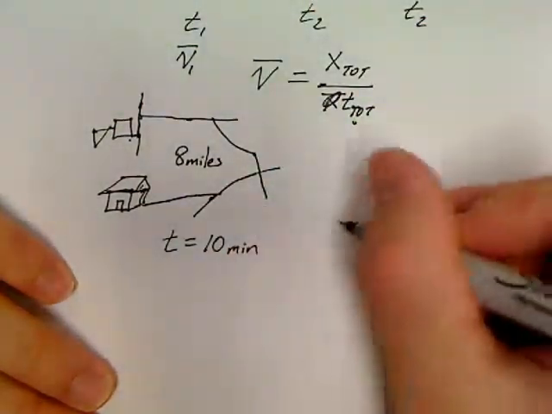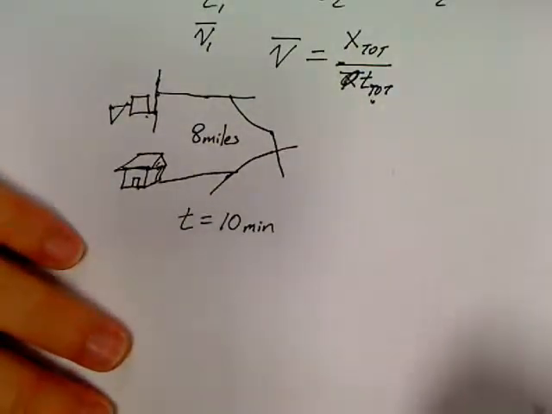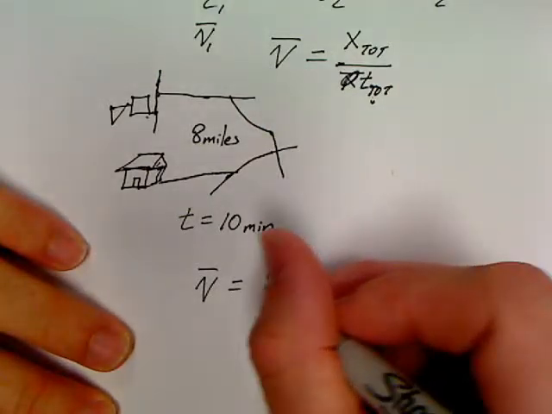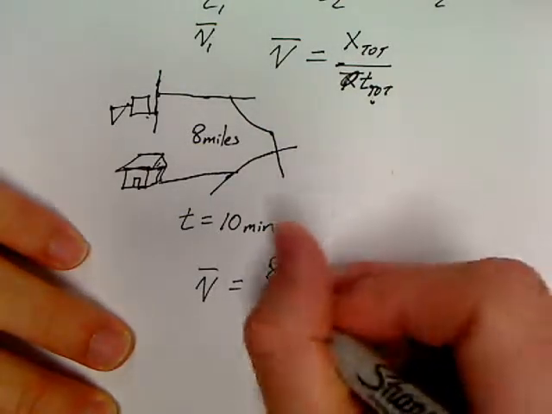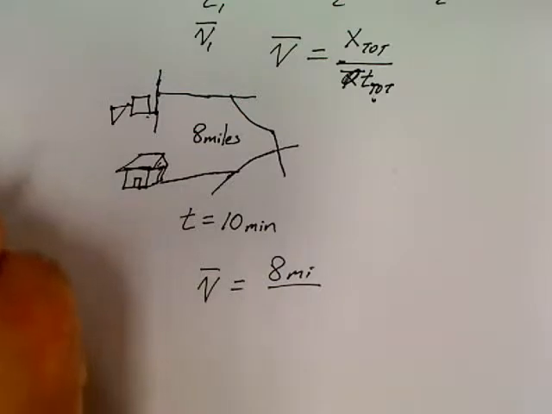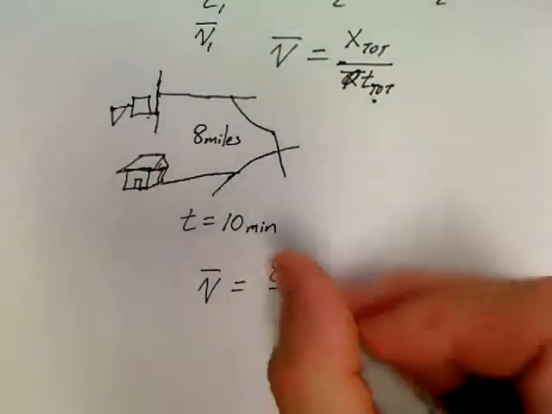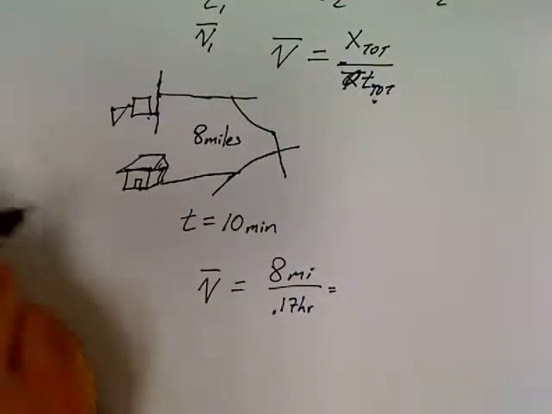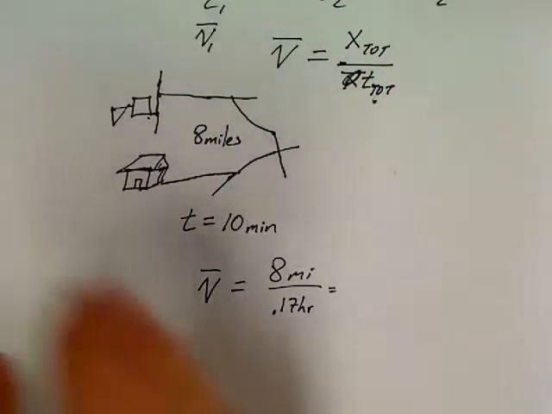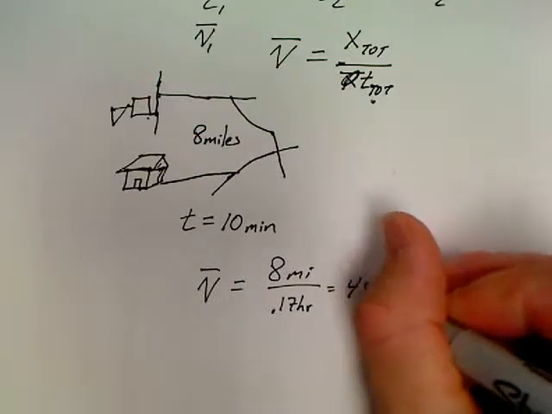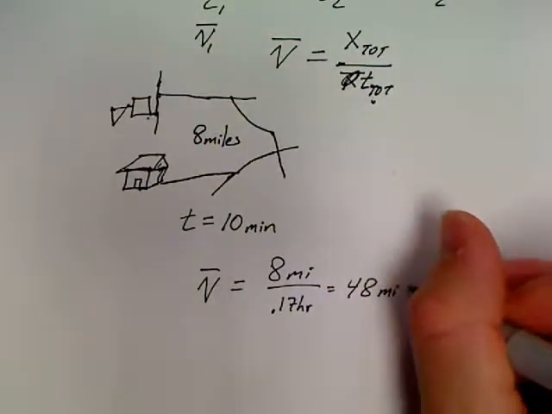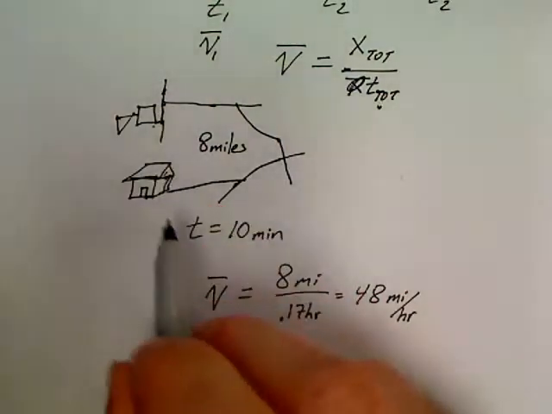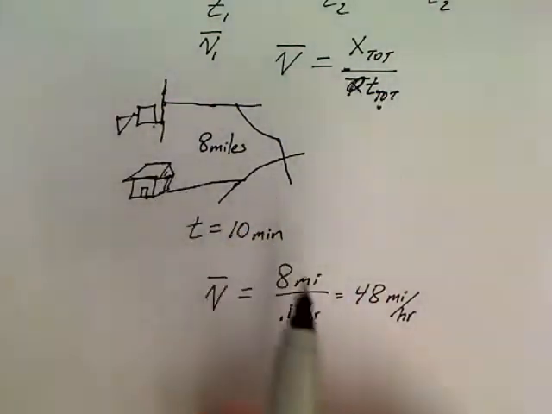But anyway, if I ask you to find this average velocity, you might come back and just say, in general, it's 8 miles over, in this case, 1/6 of an hour, so 0.17 hours, and you would say my average velocity, 8 divided by that, is 48 miles per hour. Realistically, this is more of an average speed though.